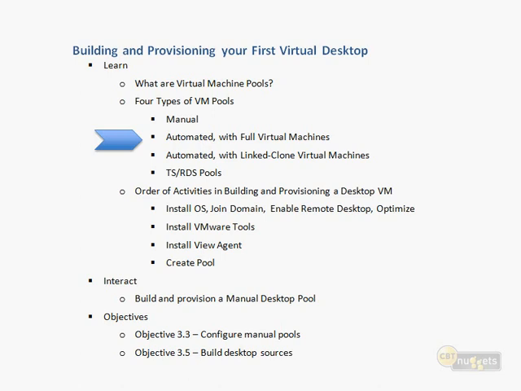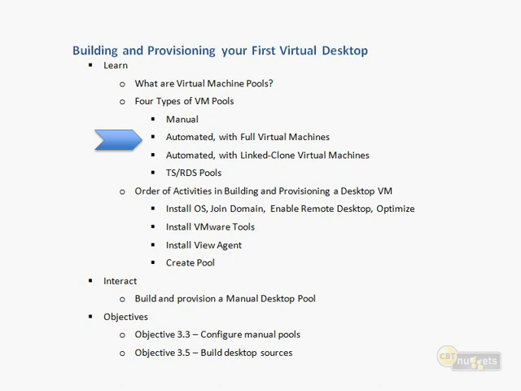Now, if you want to add more automation into the entire process, that's when we start getting into the different kinds of automated pools, those that involve either full virtual machines or linked clone virtual machines. If you play with virtual machines for any period of time, you've got to be familiar at this point with snapshots. And if I create a snapshot of a virtual machine, then that ends up becoming a new VM that's based off of the old VM.